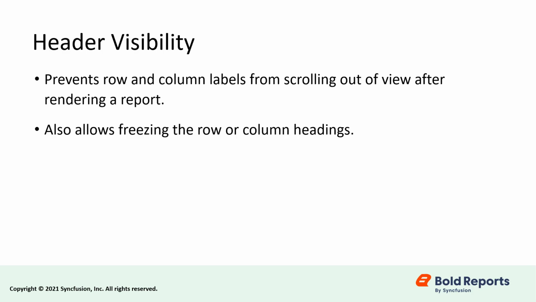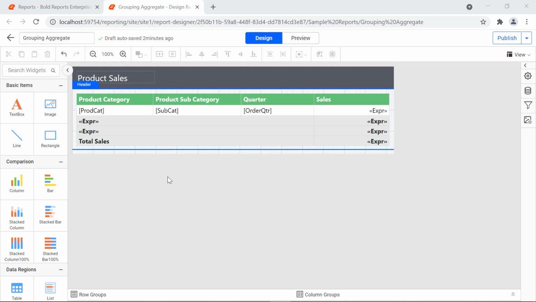This feature prevents row and column labels from scrolling out of view after rendering a report. It also allows freezing the row or column headings. To demonstrate the fixed data property, I am going to open the grouping aggregate report in the report designer.